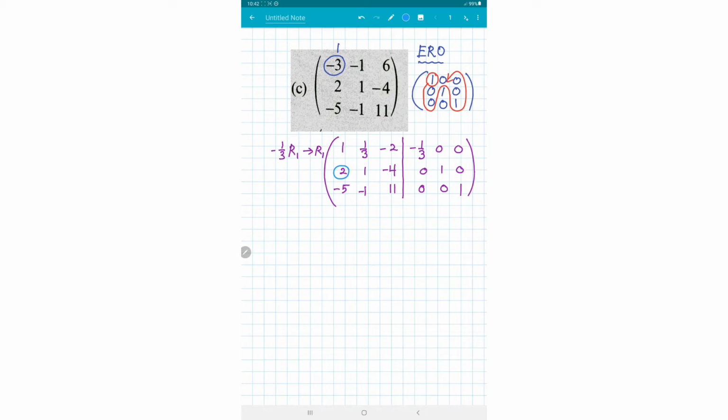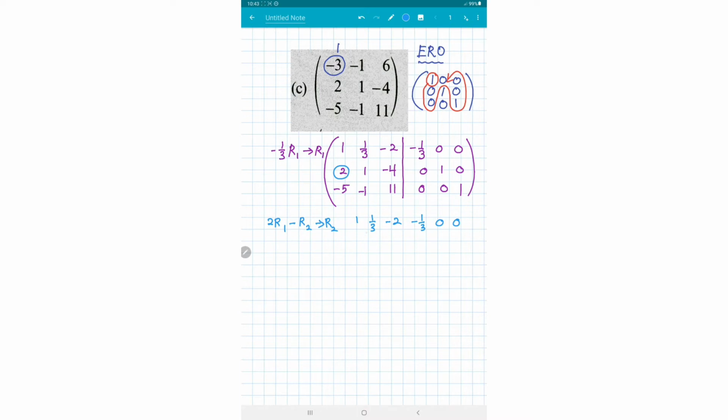Next we focus on changing the 2 into 0. So we multiply the first row by 2 and then subtract the second row, R2, to become the new element for the second row. So what I have is 1 over 3, negative 2, then negative 1 over 3, 0, 0.